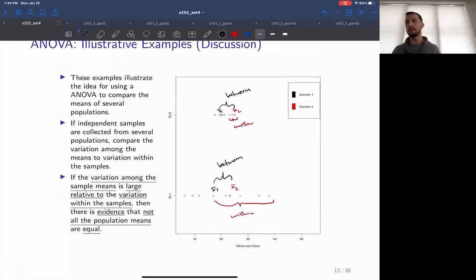Right? You can see that the within sample variation in example 2 is much smaller compared to the between sample variation than it was in exercise 1. And that is how we're going to determine if there's a difference among the means, by comparing these two types of variance.